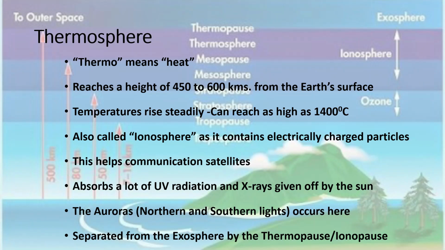So what happens because of that? It helps us to communicate via satellite. Alright, so this is a very important layer for communication. Also, the thermosphere absorbs a lot of UV radiation and X-rays given off by the sun. One important and interesting thing you have here is that the thermosphere has the auroras, which are the northern and southern lights, which are very beautiful lights which occur naturally in the thermosphere from the poles towards the equator. So this thermosphere or ionosphere is separated from the exosphere by the ionopause.